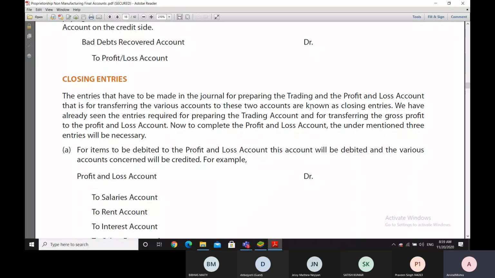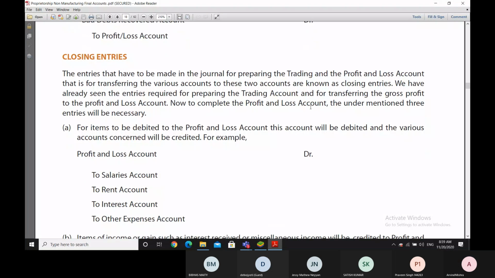we are making the closing entries here, and for making the closing entries, for preparing the trading and profit and loss account, we have to transfer the accounts to the profit and loss account and the trading account from the ledger, having already prepared our trial balance. So these entries are called closing entries.